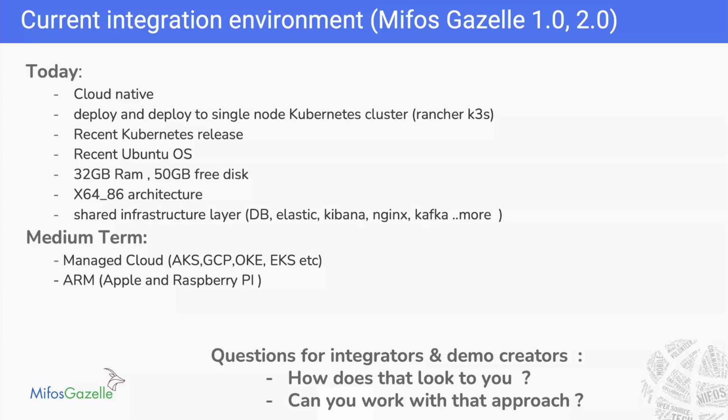As long as it's an Ubuntu OS with 32 gigs of RAM, about 50 gigs of disk space, and currently x86-64 architecture. And I outlined, as I was showing you the running cluster, the shared infrastructure layer: the database, Elasticsearch, Kibana. So these are our assumptions today.